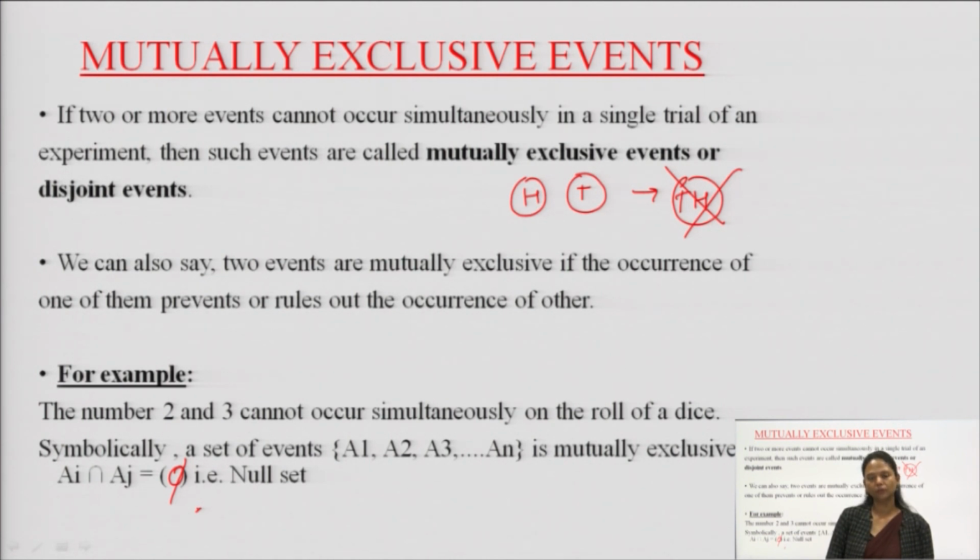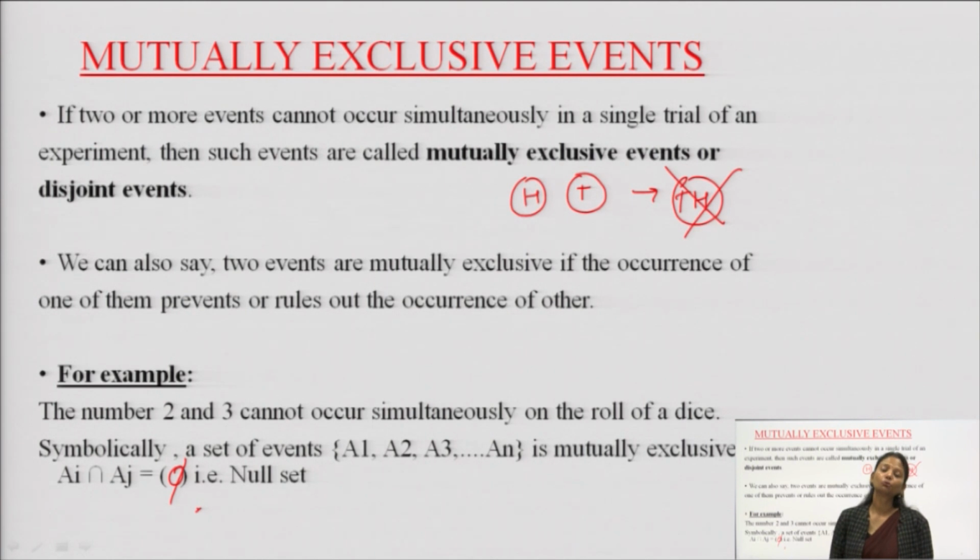For example, if I am throwing a dice and I have numbers 1 to 6 which can come on any of the faces on the upside, then if 1 has come, obviously 1 is present on the upper face of the dice, so the other number cannot repeat. Therefore, the other numbers are mutually exclusive: either 1 could come or 2 can come or 3 can come.